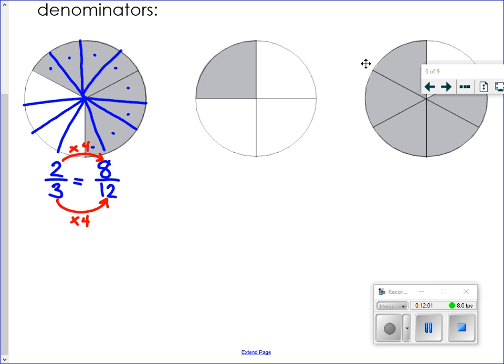Right, each one will need to be in 3 sections, right? But first let's write how much of this pie is shaded. 1 part out of 4. Okay, now I'm going to divide each of those 4 parts into 3 equal sections so that I can get 12ths.